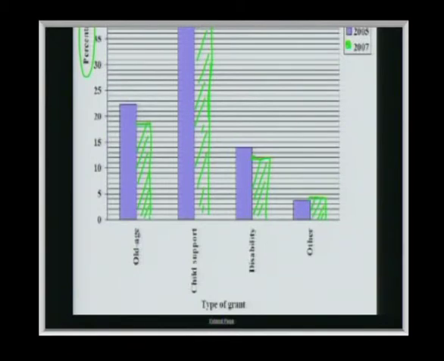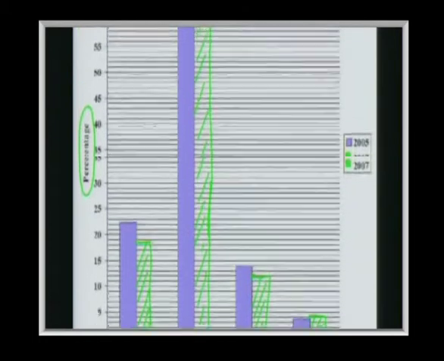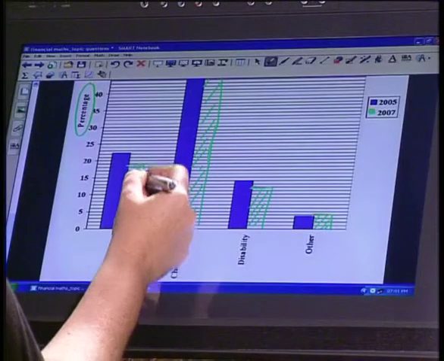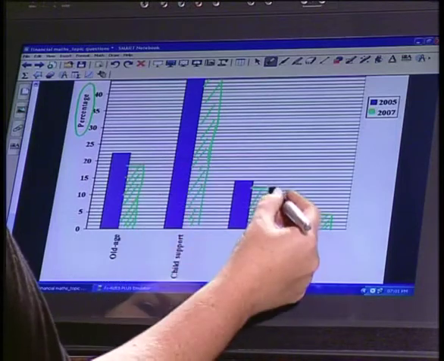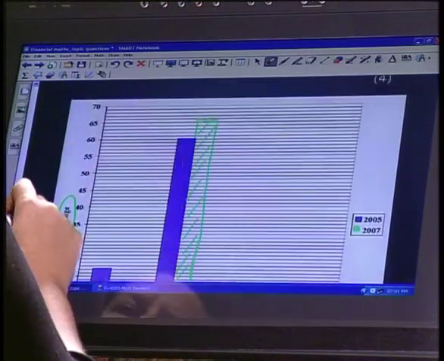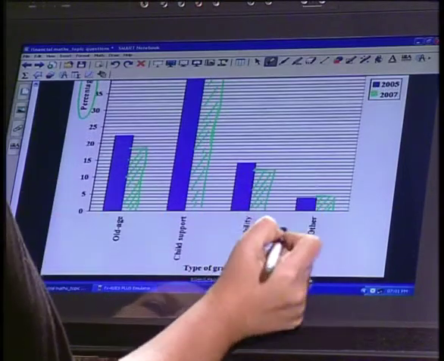There we go. And then this type of graph is a dual bar graph, and you can see that it's very easy now to compare the 2 years one next to each other. So you can see that old age people got less, disability people got less, but child support and other got a lot more this year. Let's go on to question number 6.